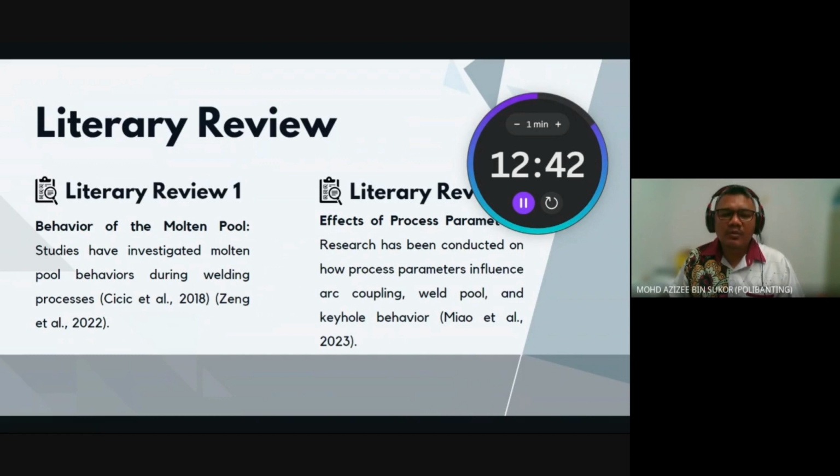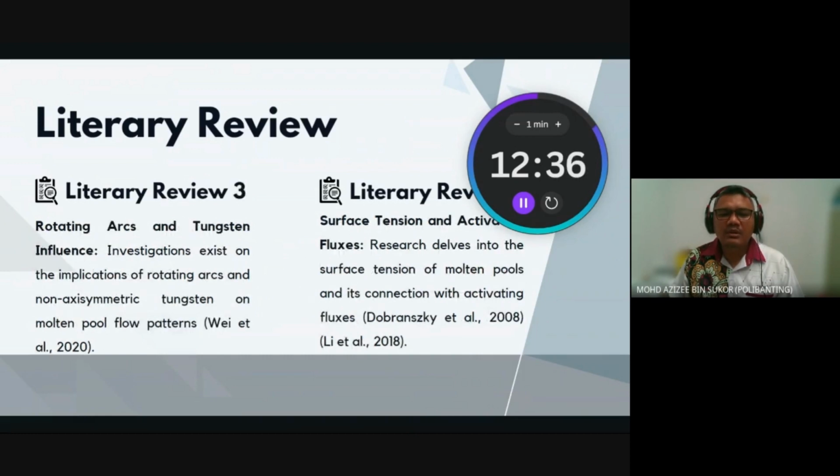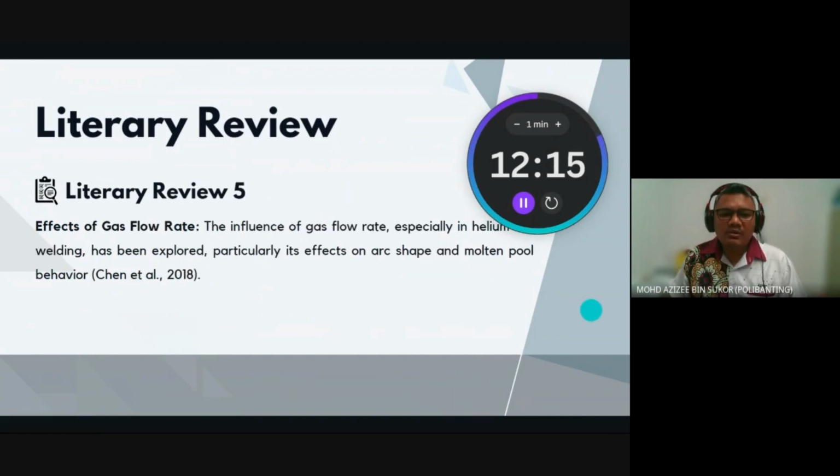Other studies have explored the effects of process parameters on arc coupling, weld pool, and keyhole behavior. Additionally, investigations have been conducted on the impact of rotating arc and non-asymmetric tungsten on molten pool flow pattern. Furthermore, research has been conducted on the surface tension of molten pools and its relation to activating fluxes. Gas flow rate has also been studied in helium arc welding, highlighting its effect on arc shape and molten pool behavior. These studies provide valuable insight into arc behavior, molten pool dynamics, and weld quality control.